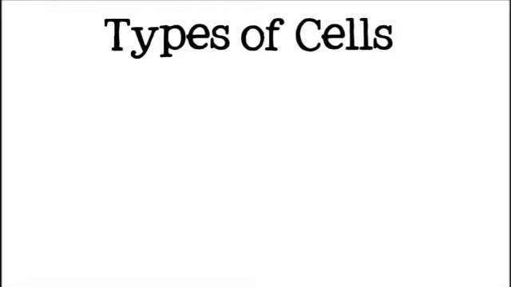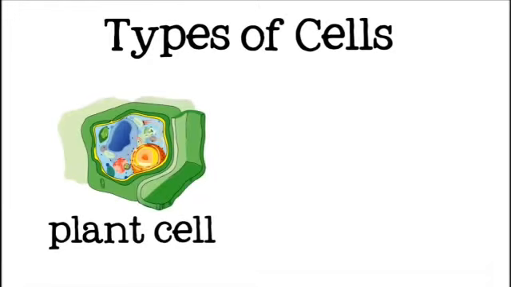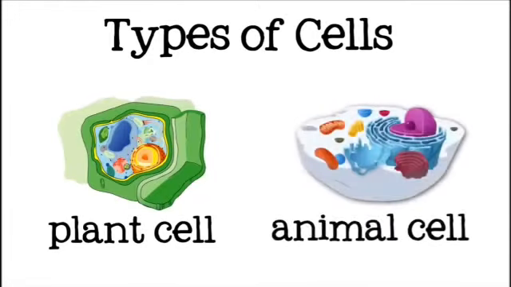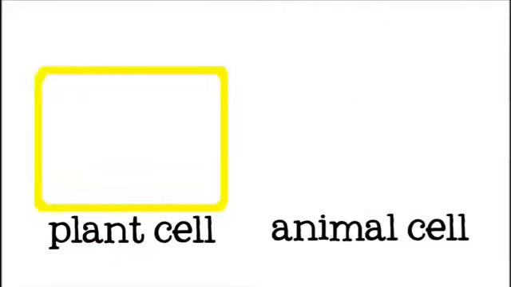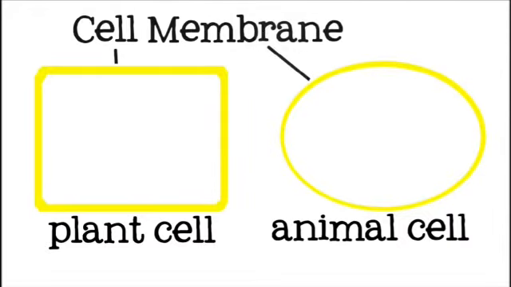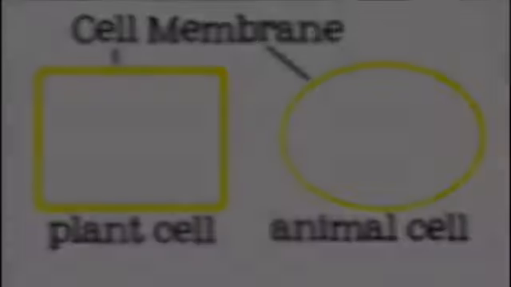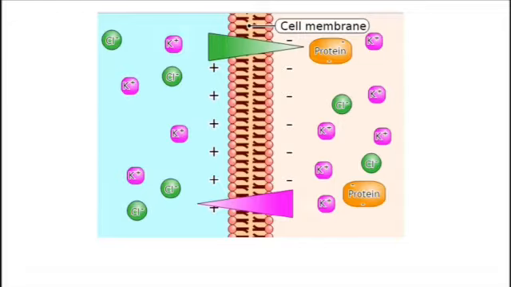Both plant and animal cells are surrounded by the cell membrane. The cell membrane is a thin, flexible layer which separates the cell from the outside. It helps in the protection of the cell and also controls the entry and removal of substances. It acts as a semi-permeable membrane and keeps a check on the substances entering and leaving the cell.